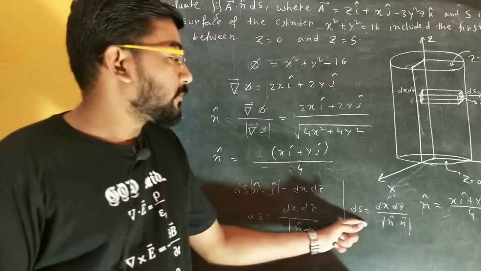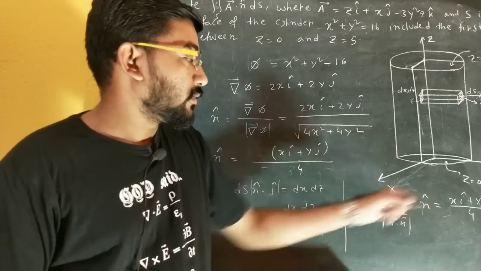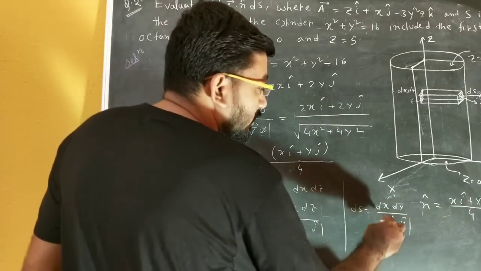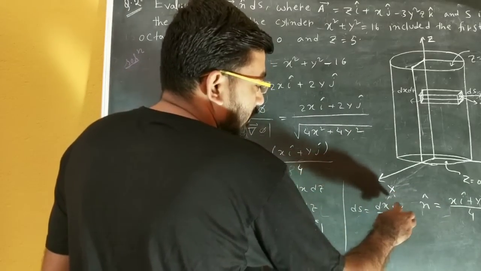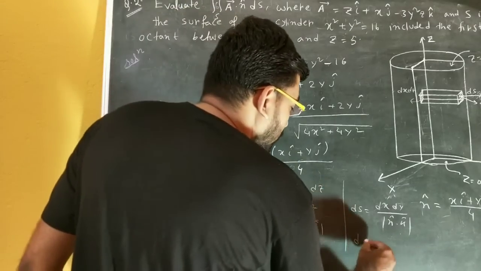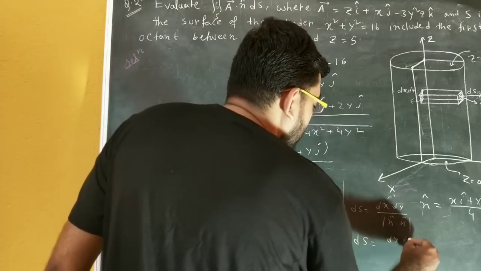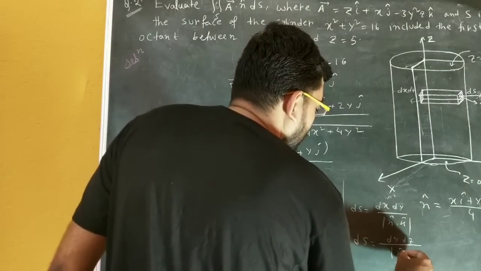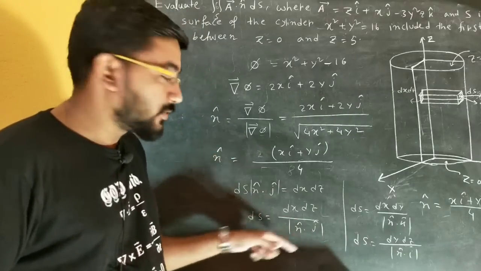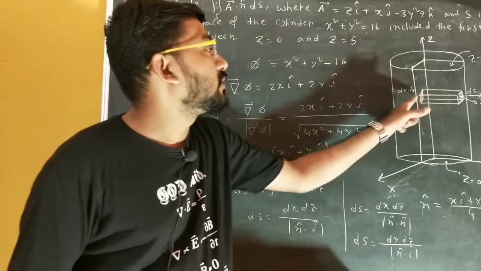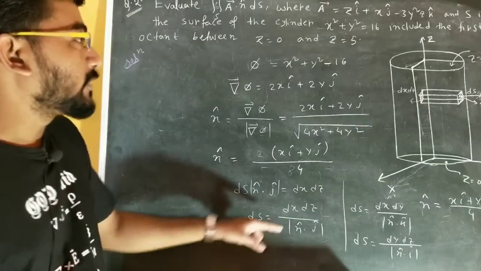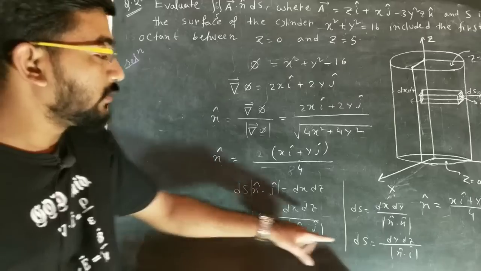But if you want to take n dot i, that is the projection on the yz plane, then you can take it. ds will be dy dz divided by mod n dot i cap. So you can take this projection. I have taken the projection on the xz plane, because from the figure it is obvious that we can take the projection on this plane. But if you want to take the projection on the yz plane, you can also take it.